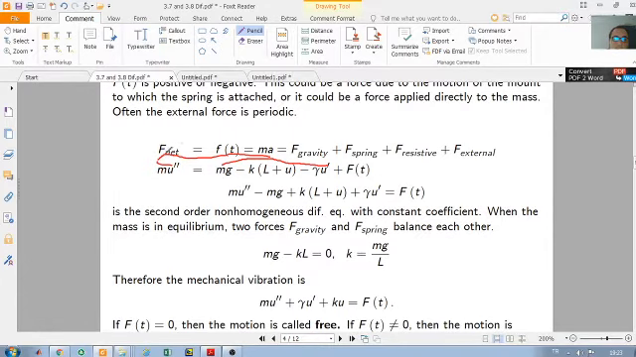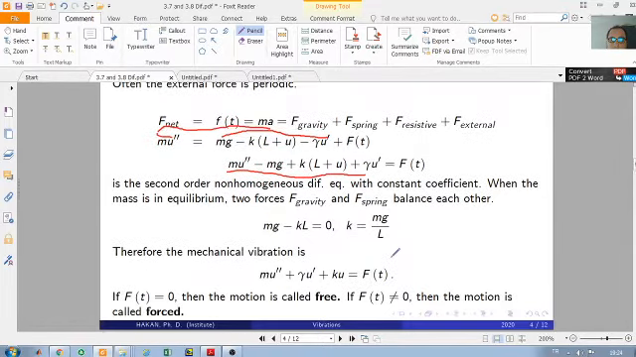And we know the net force is the multiplication of the mass and the second derivative, therefore we obtain this. So this is a second order non-homogeneous differential equation with constant coefficients. When the mass is in equilibrium, two forces balance each other, namely the spring force will be equal to the gravity force. So we write m times g minus k times L is equal to 0. Therefore k is equal to m times g over L.